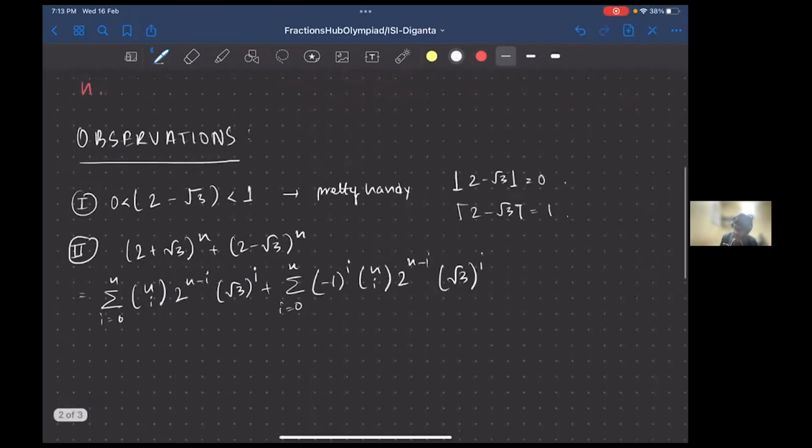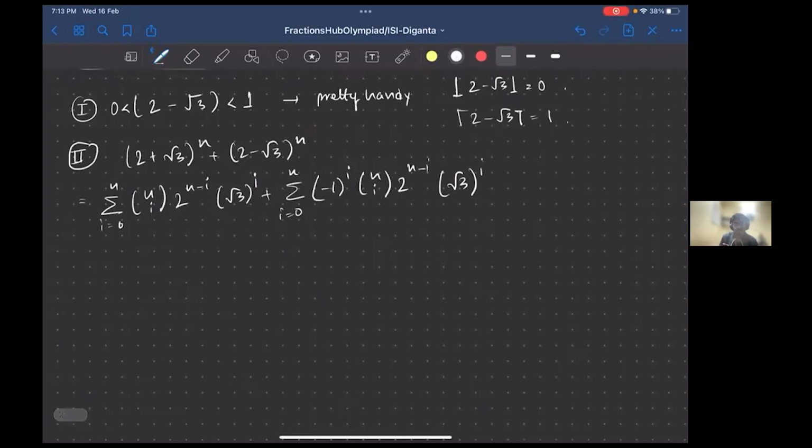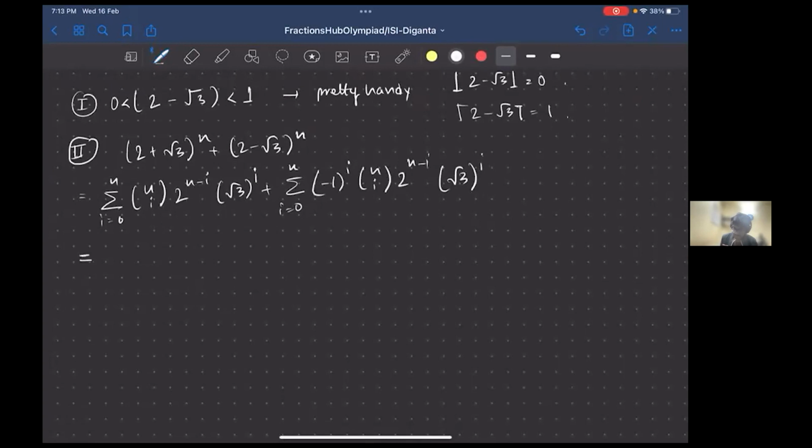Right? Now, observe that these things would cancel out. Some of these would cancel out, and the remaining would be there twice. Once in the left hand side, once in the right hand side. So this simplified gives us the following, right? Summation j running from 0 to floor of n by 2 of n choose 2j, 2 because we want to remove root 3, right? So 2 to the power of n minus 2j times 3 to the power of j.